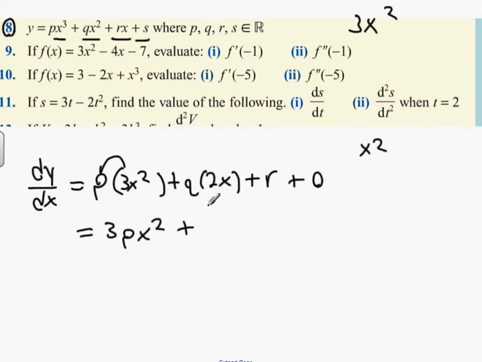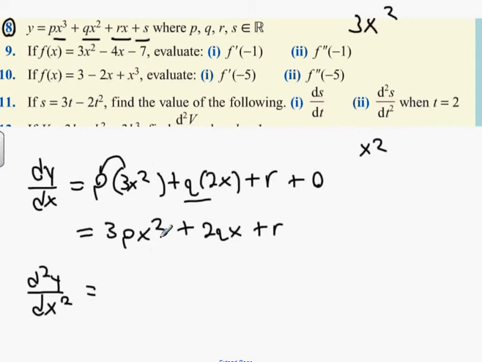Now, what's going to happen next is the p multiplies by the 3, and you're going to get 3px squared. The 2 multiplies by the q, 2qx plus r. Now you have to differentiate a second time. So you have to differentiate everything twice, don't you? I just did it as a slower step, just so people can understand the two-step process in it.